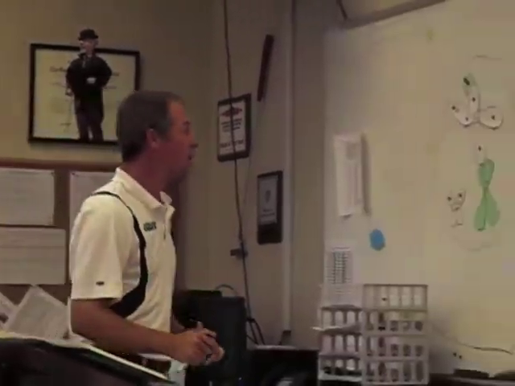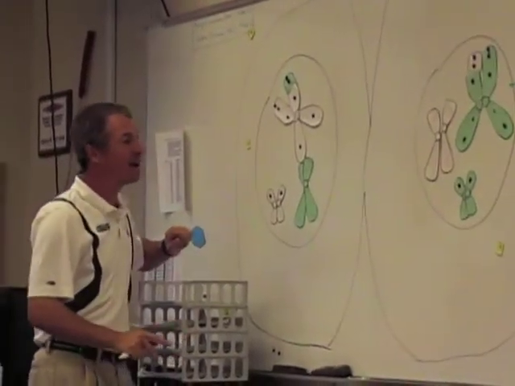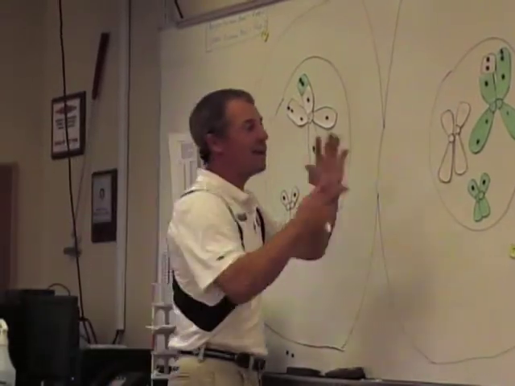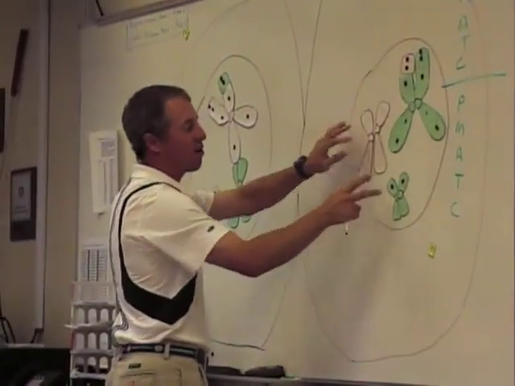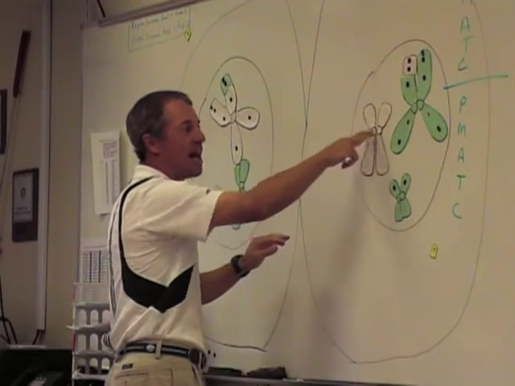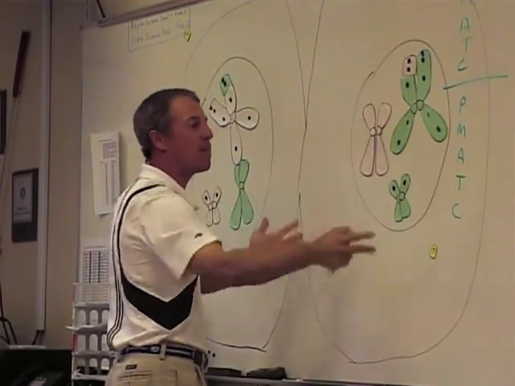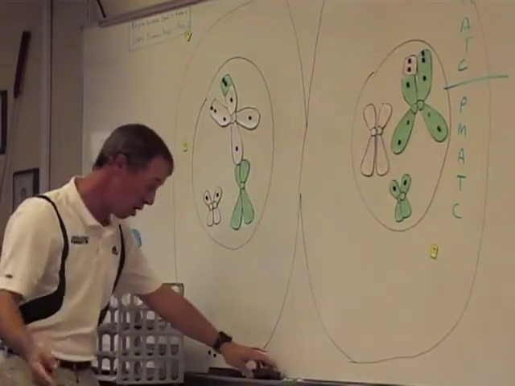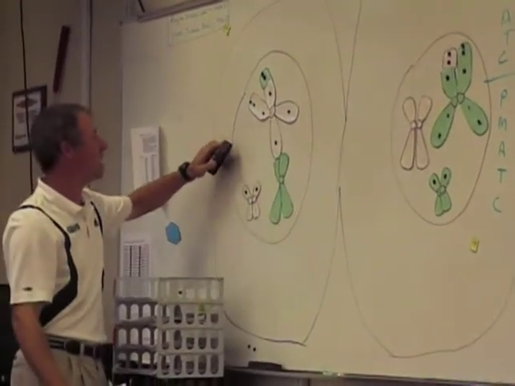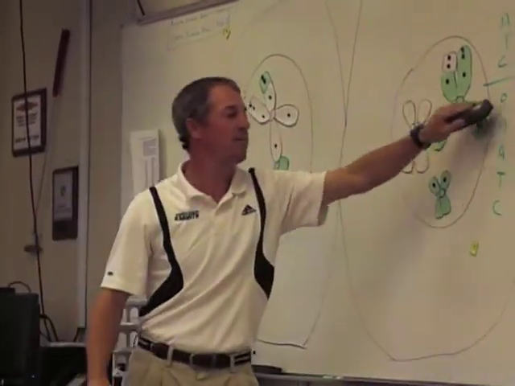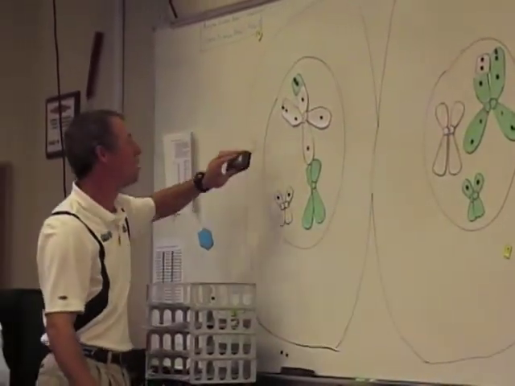Question? Okay. We're not done yet. Even though we have 1 set of chromosomes, each chromosome still has sister chromatids, and we've got to separate those. So what happens is the second set, meiosis 2, is what we call it.